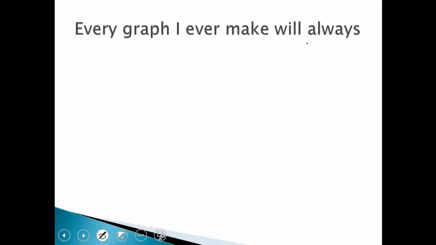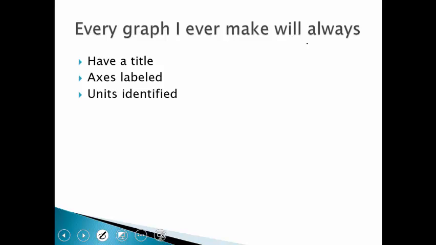As you guys start to create some of these graphs, let's remember there are three things that will always occur on every graph you make. You want to make sure they have a title, you have an axis that is labeled, an X and a Y axis, and you want to make sure that you're identifying any units that you use.